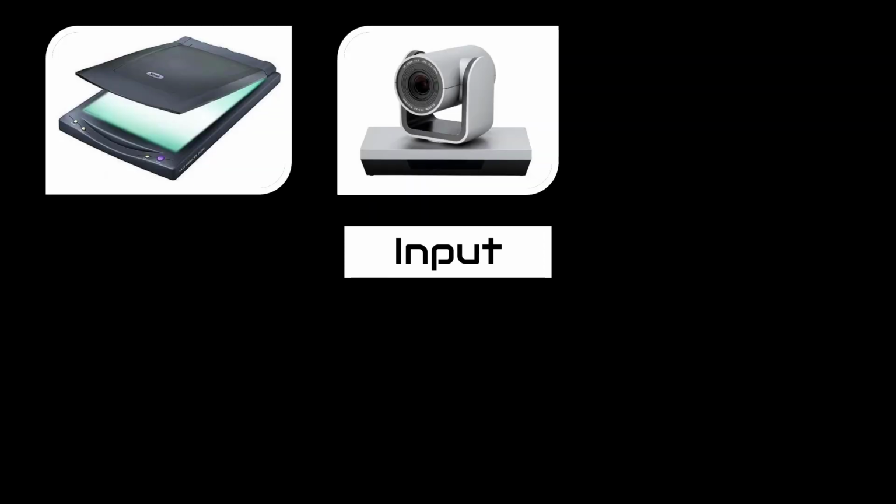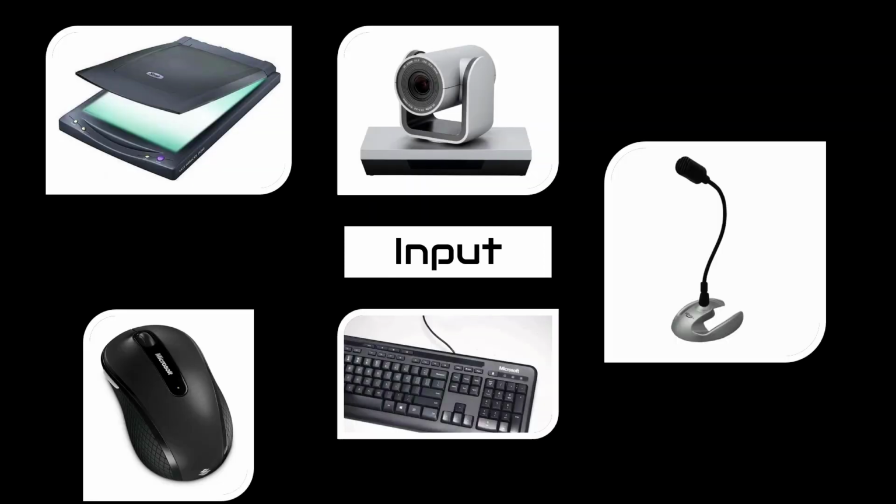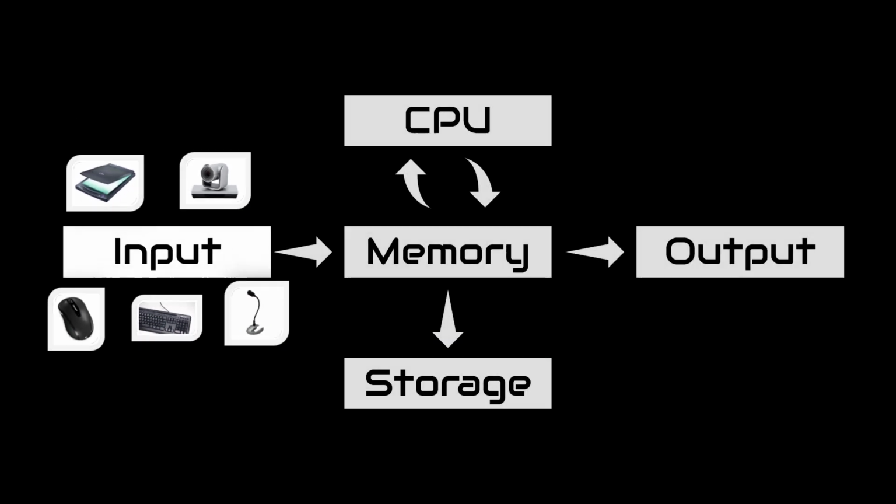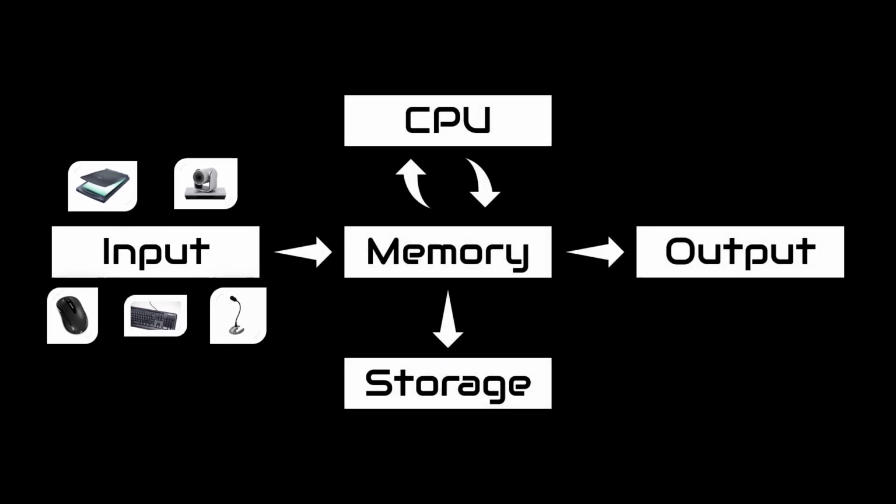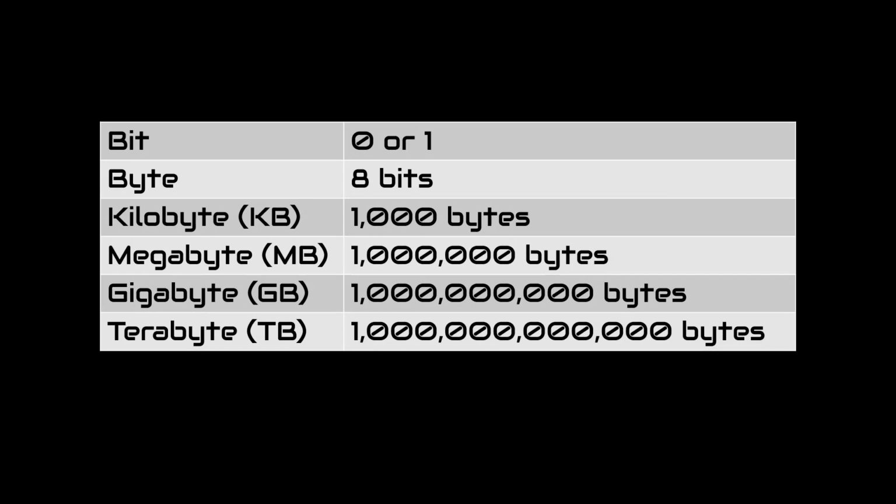Everything starts with input devices. An input device is anything you use to put data into a computer. Things like cameras, scanners, mice, keyboards, or microphones. All this data is converted into a digital format and sent to memory. Digital data is represented by bits. A bit is a 1 or a 0.